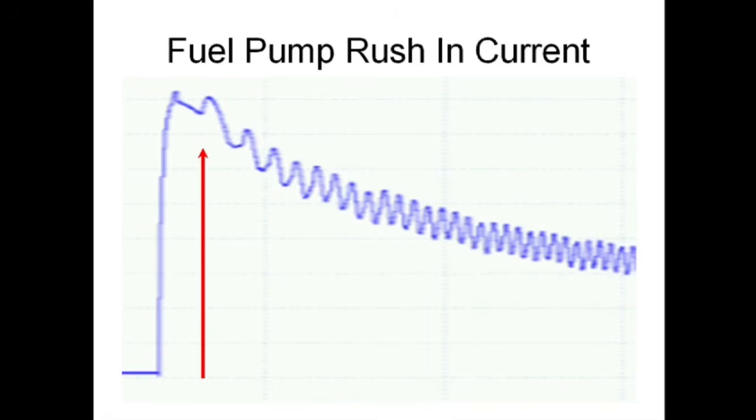One of the first things we want to look at is what I call fuel pump rush-in current. This is the initial hit of current flow that's going to energize the field and get the armature turning and also the liquid fuel. You really want to see a vertical line straight up like a rocket taking off.